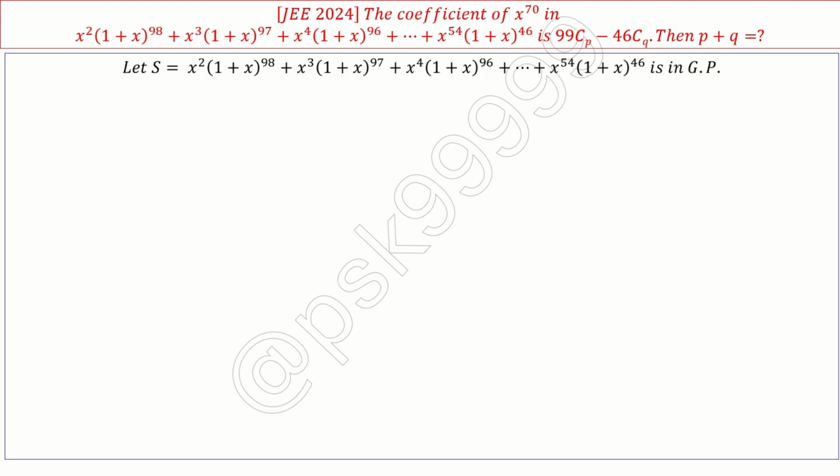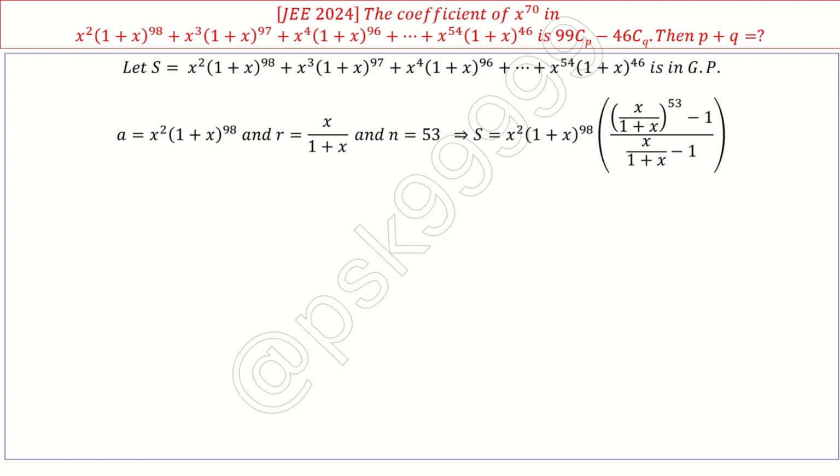This is in GP. Let's call this summation as S. Then the initial term a is x square into (1 plus x) whole to the power of 98. My common ratio is x by (1 plus x). Number of terms are 53, okay, 98 minus 46 plus 1, which is 53. So my sum S is a into (r to the power of n minus 1) by (r minus 1), correct? So that's what I did here: x square into (1 plus x) whole to the power of 98 into all this (r to the power of n minus 1) by (r minus 1).